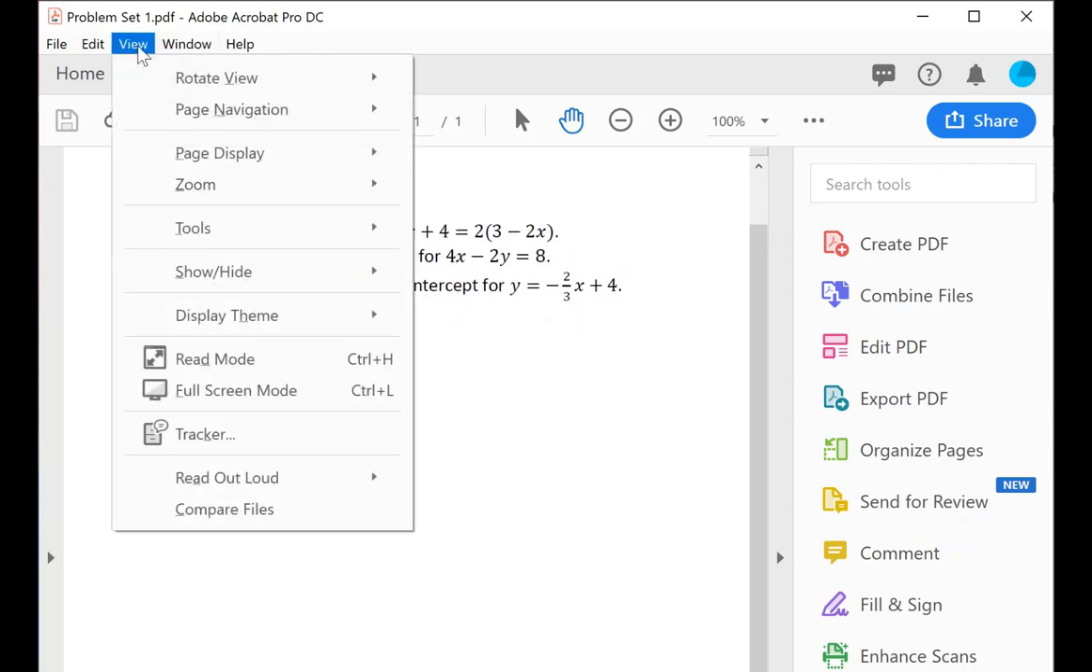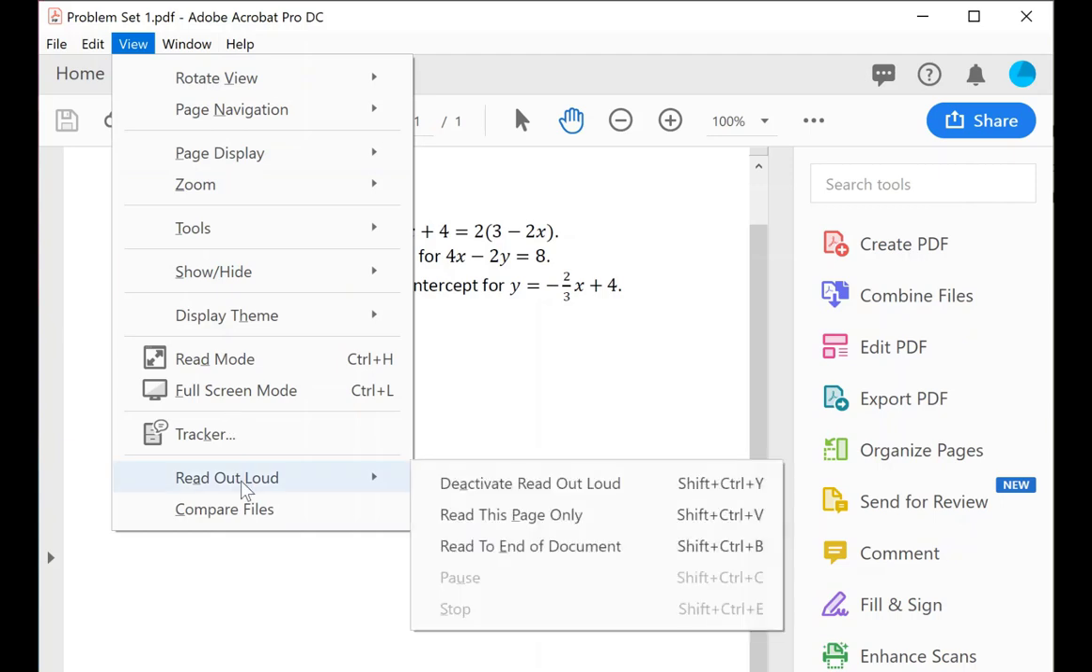I think we need to actually do View, Read Out Loud, read this page.